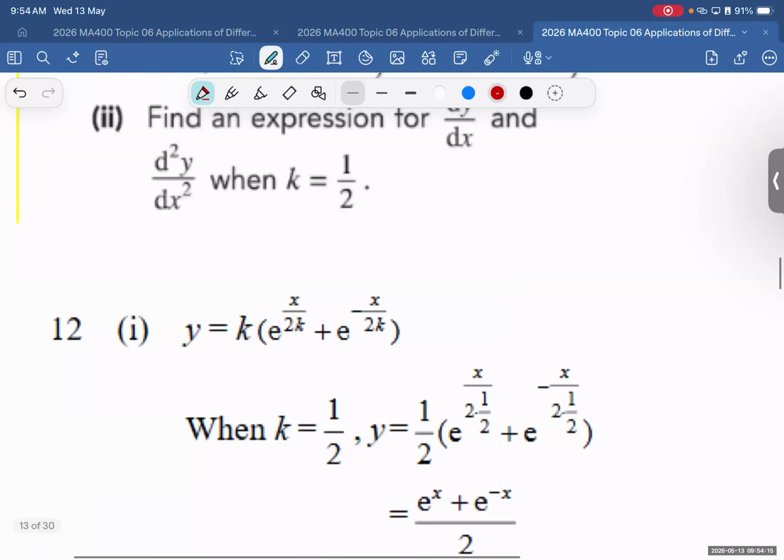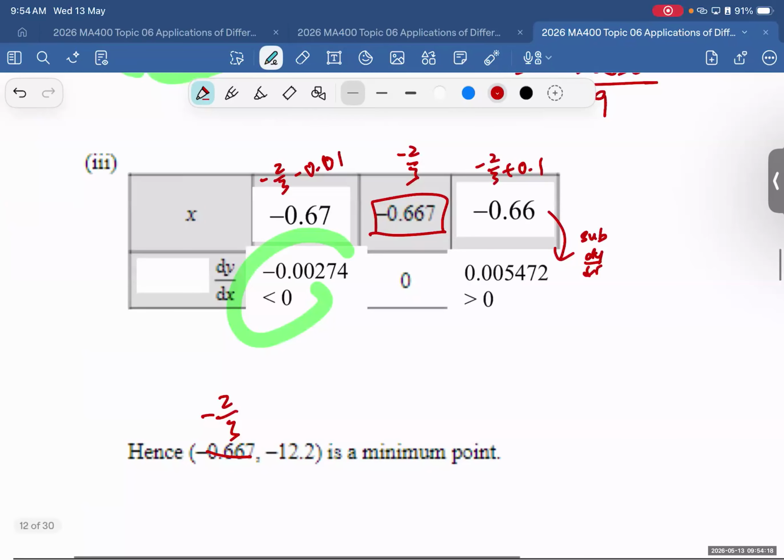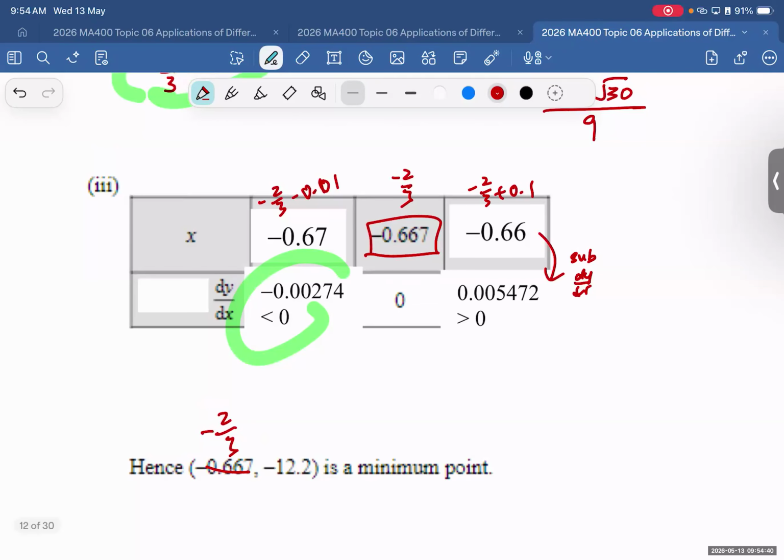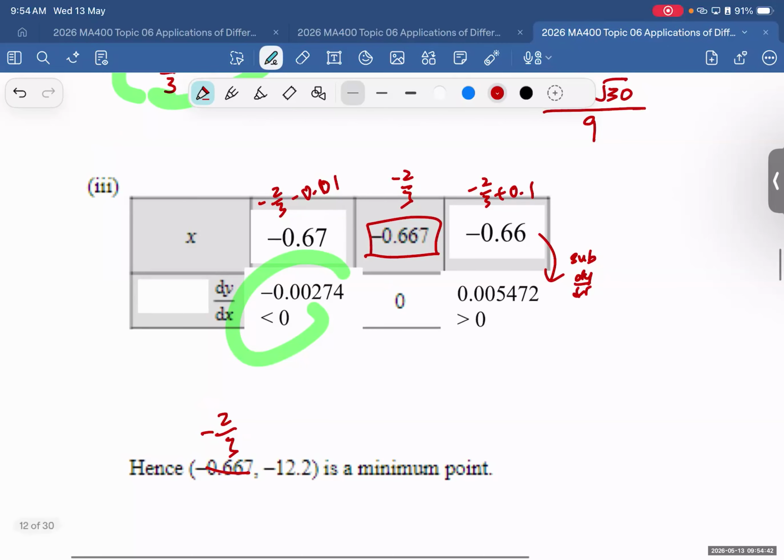You don't have to say local minimum. Only one x value, so you can just write minimum. No, actually you don't have to write local anymore. It's just for your knowledge, but we don't have to, because local minimum strictly is university content.